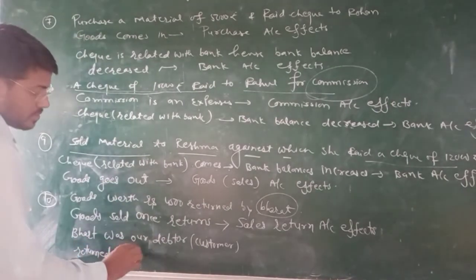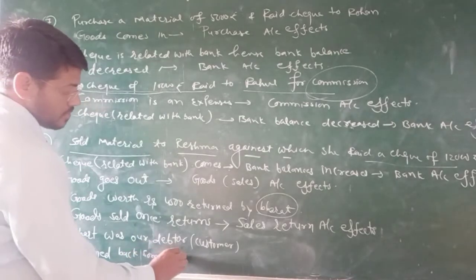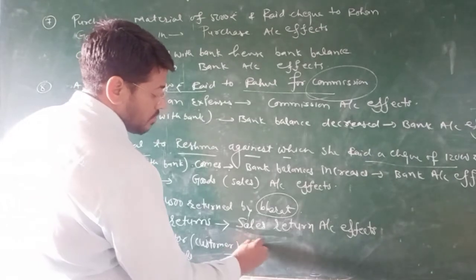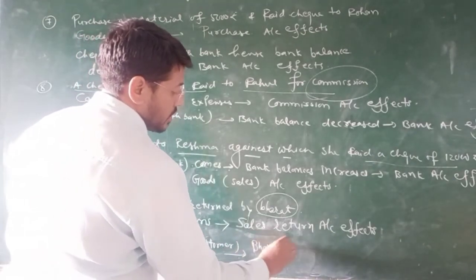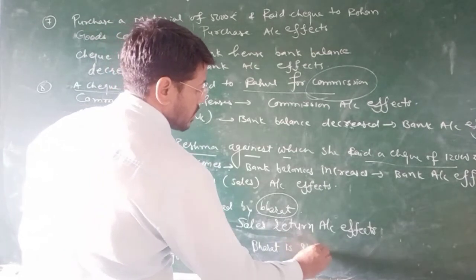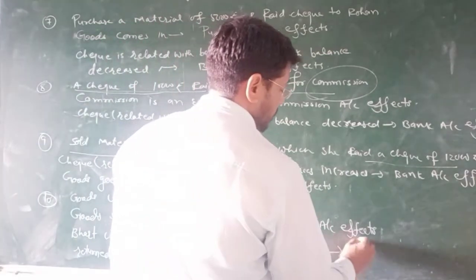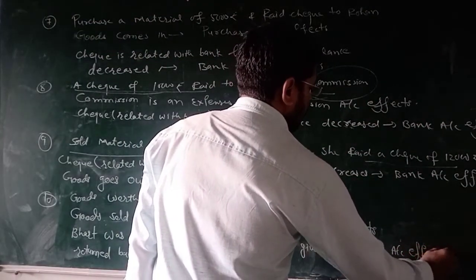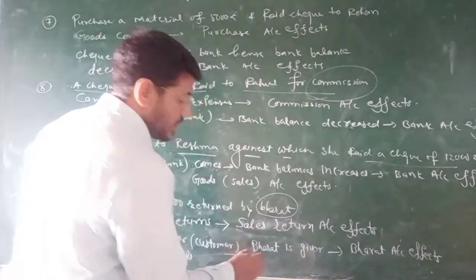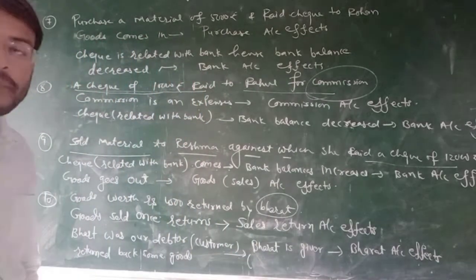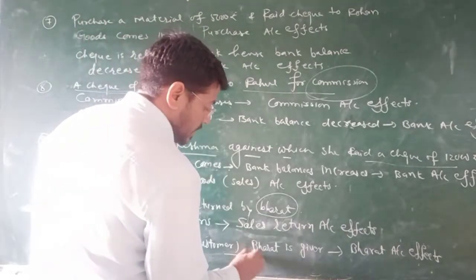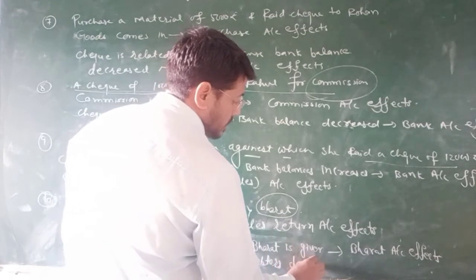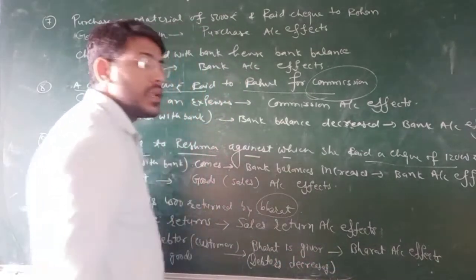returned back some goods. So we can say Bharat is giver. So Bharat account credits. We can write one more thing over here. Bharat is giver means what? यहाँ हम ऐसा स्पेसिफाई कर सकते हैं कि हमारे जो डेटर्स थे वो इंक्रीज हो रहे हैं कि डिक्रीज हो रहे हैं. Now they are decreasing.